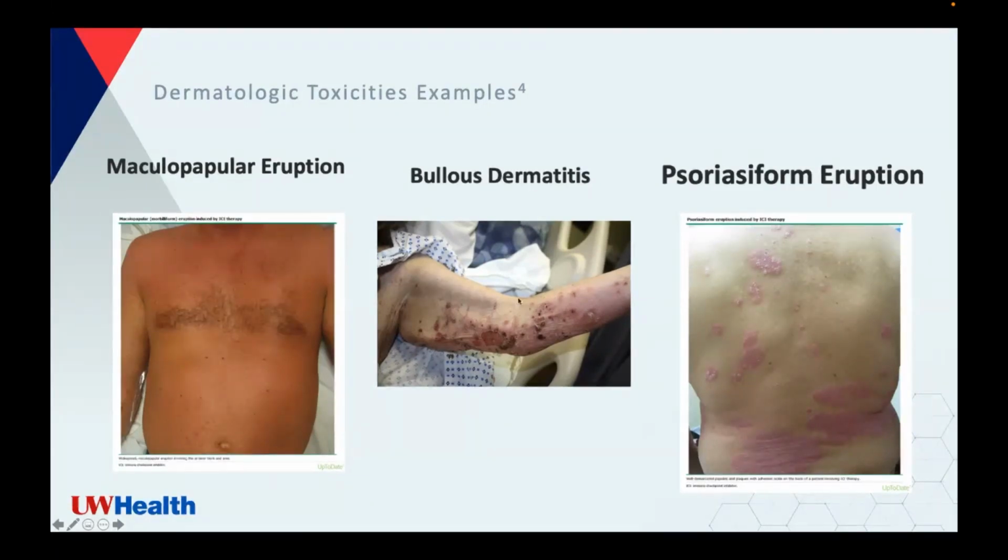And then in the center, we have the bullous dermatitis. This is a more rare form of the rash. It's almost blister-like, and it can happen anywhere across the body. And we'll be discussing the management of these coming up here.